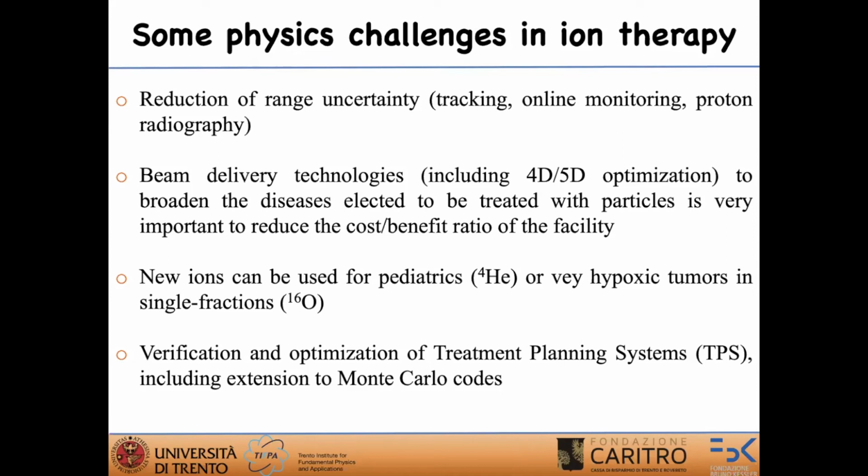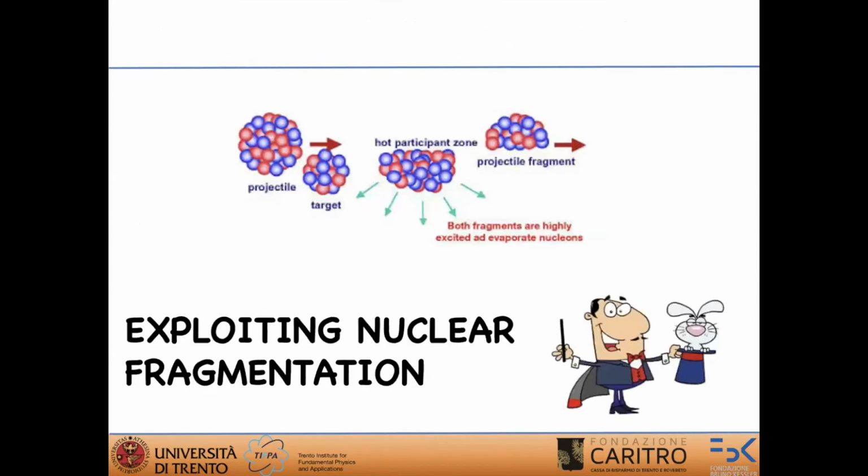I leave the other challenges here, but I want to go directly into this challenge. So how can we exploit nuclear fragmentation to actually obtain an online monitoring of the peak?